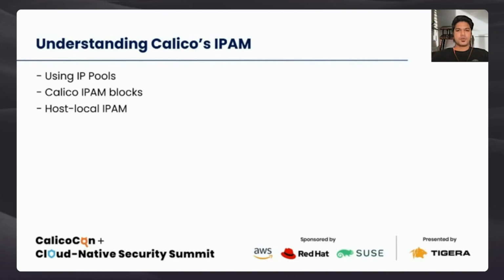The host local IPAM plugin is primarily used by other methods of routing pod traffic from one host to another. For example, it is used when installing Calico for policy enforcement, with flannel networking, as well as when using Calico in AKS, Azure Kubernetes Service, or Google Kubernetes Engine, that is GKE.